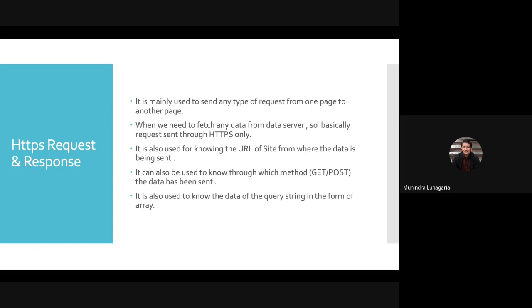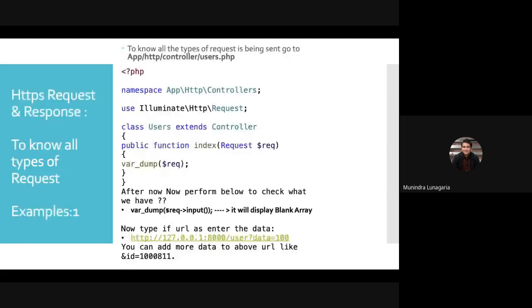It's also used for knowing the URL, the site from where exactly the data is being sent. It can also be used to know which method we're going to use, whether it is the get method or the post method. And it is also used to know the data of the query string in the form of an array. So these are the main reasons why we are using the HTTP request and response methods. Okay, so let's get started performing.